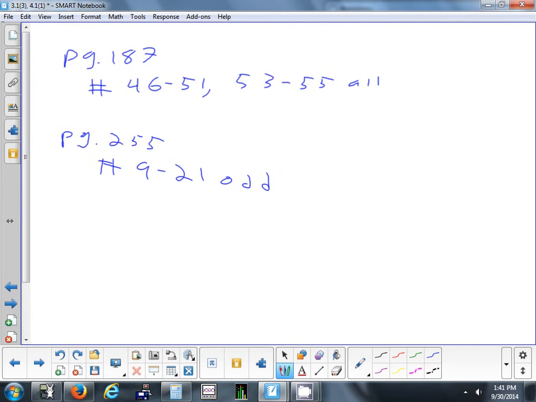Okay, so on 187, that's all the true, false, yes, no kind of questions. So it's 46 to 51 and 53 to 55 all. And then page 255, that's the right triangle trig. 9 to 21, just the odds. Okay, just the odds on that part.